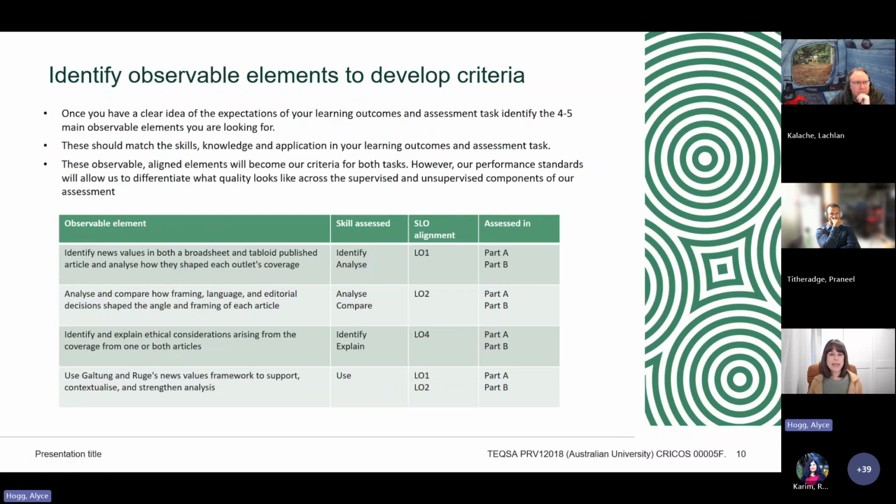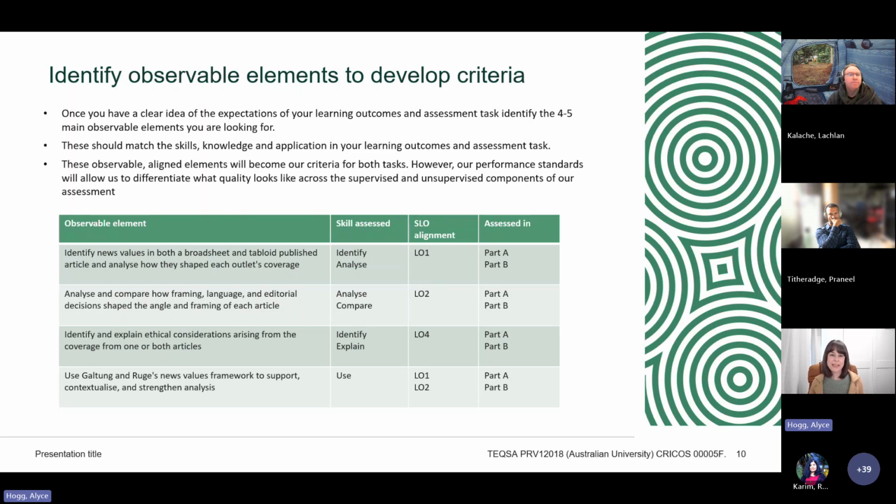Okay, so we're going to move on from the task and the SLOs to the observable elements. These are the key things that you're looking for in your student submissions or responses, and they should match the skills, knowledge, and application in your learning outcomes and assessment tasks. So for our assessment, we've identified 4 observable elements. Each one has a skill being assessed, a subject learning outcome alignment, and an indication of whether it's assessed in Part A, Part B, or both. In this example, you can see all 4 elements are assessed in both parts.